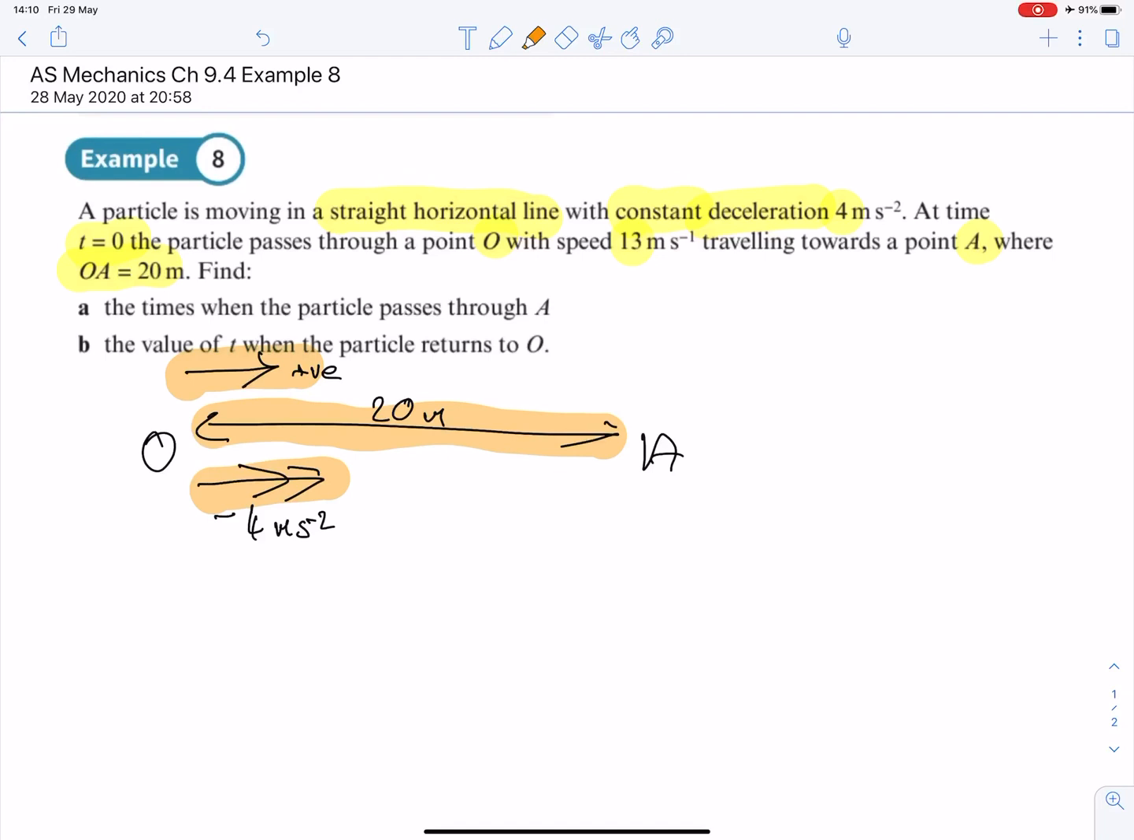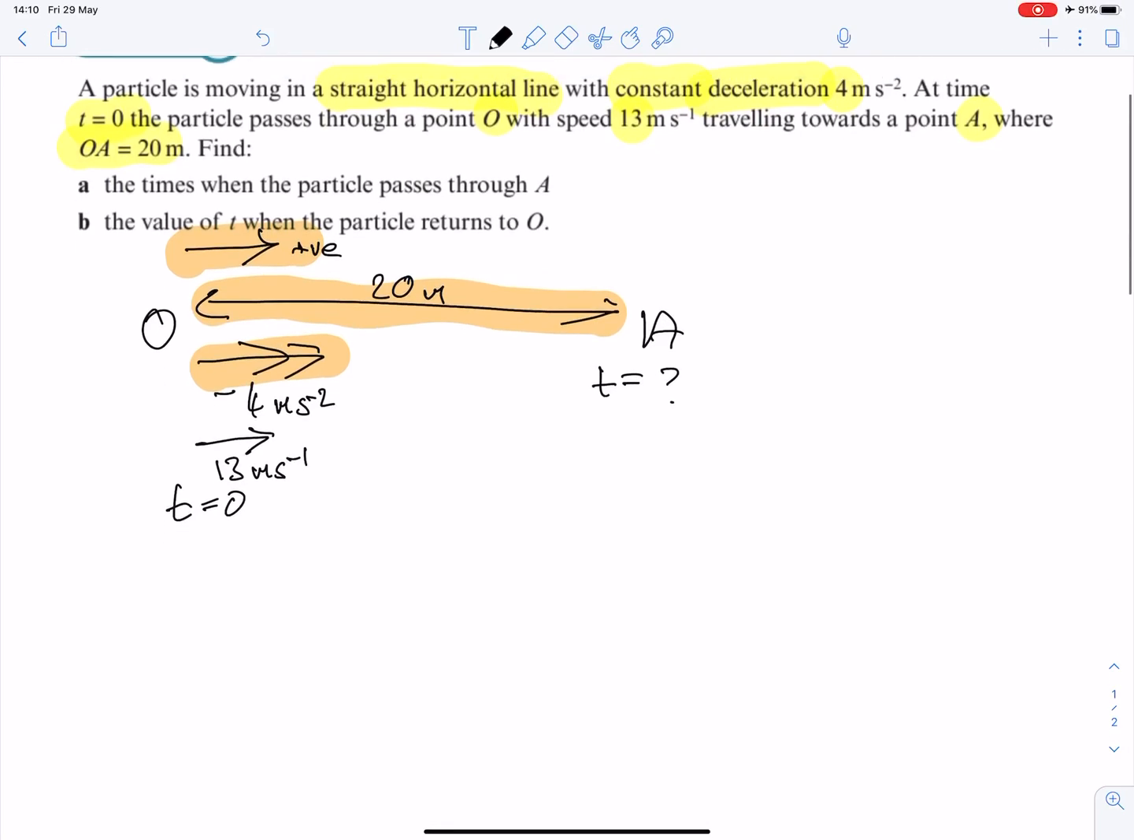Okay, so what else do we know? Particle passes through a point O with speed 13, so we've got a velocity of 13 meters per second there, and we don't know anything else. And we're asked to find, and that would be t equals 0, and part A then, the time at which the particle passes through A. So we're asked for t at this point.